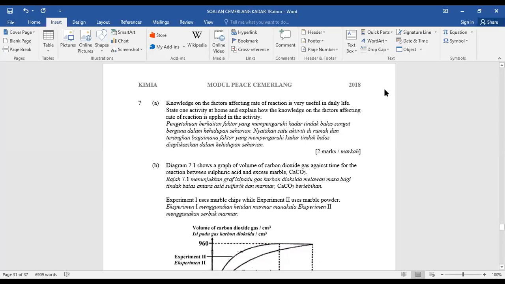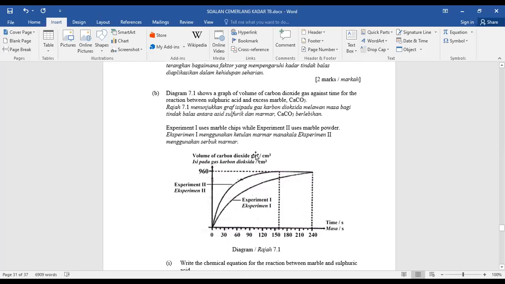Now, next part. Look at the second part of the question. The question says, the graph of volume of carbon dioxide gas against time is shown to you. Now, can you see there are keywords here? I hope you can identify the keywords. What are the keywords here? Someone? Joseph, what are the keywords here in the question? First line here.